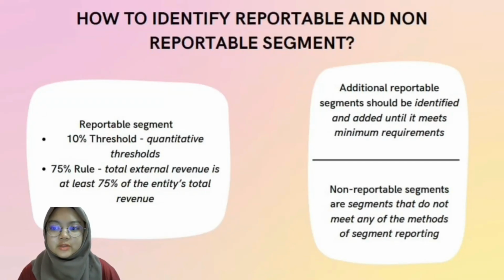I will be presenting about how to identify reportable and also non-reportable segments. To identify reportable segments, there are two ways. The first one is the 10% thresholds, which consists of quantitative thresholds such as assets and also revenues. The second rule is the 75% rule, which means the total external revenue is at least 75% of the entity's total revenue. So if there are any additional reportable segments, they should be identified and added until it meets the minimum requirements from any of the rules, such as the 10% thresholds. Non-reportable segments are segments that do not meet any of the methods of segment reporting.